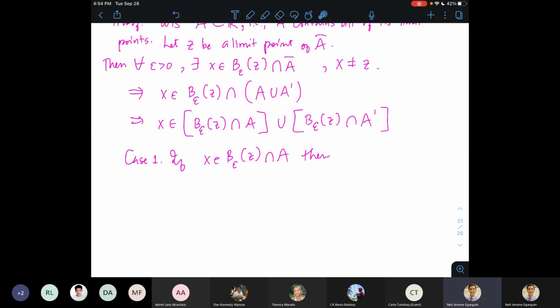Anong ibig sabihin kapag nakakita ako ng X na iba kay Z na element ng intersection na to? Okay, Mary is correct. Limit point ng, correct, under a correct track pala. Pero can you further clarify that limit point ng ano? Sino ang limit point ng ano? Para makuha mo yung 1 point.